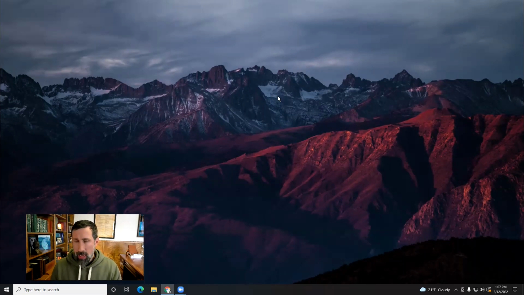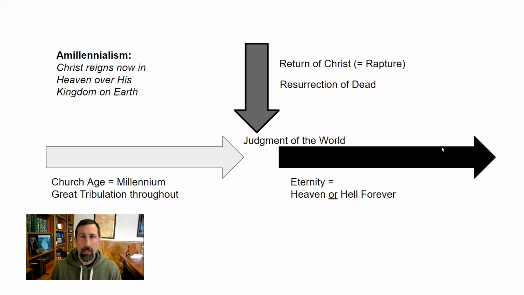So let's go ahead and have a look at the four major eschatological views. Now, don't be thrown off by the word eschatological or eschatology. That's simply a big word that means the study of the end times. Eschatos is the Greek word for last, and anything ology we know is a study of.